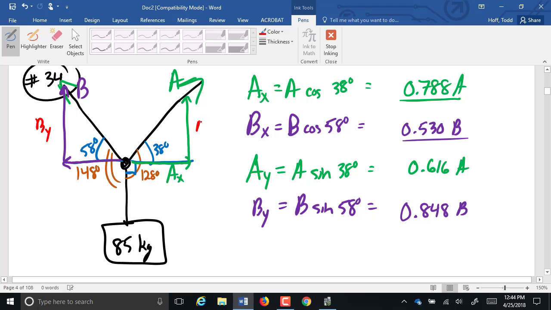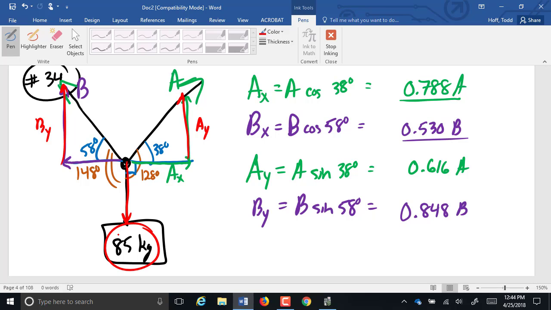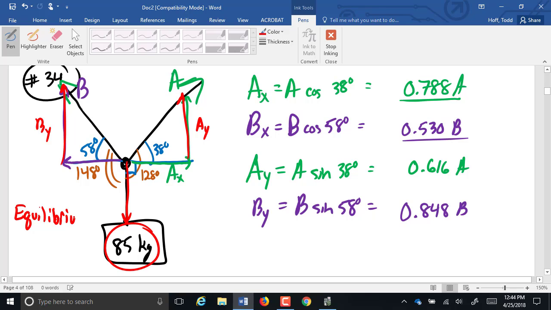Now let's look at the directions here. Both By and Ay are lifting up. The only thing that is pulling down is the 85. Now, this is not moving. So because it's not moving, we are assuming it is in what's called equilibrium, which means the sum of the forces has to equal 0. The vector sum of all those forces has to be 0.